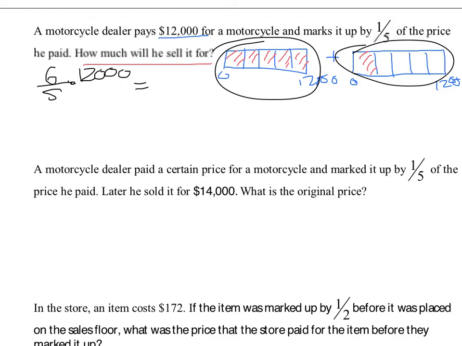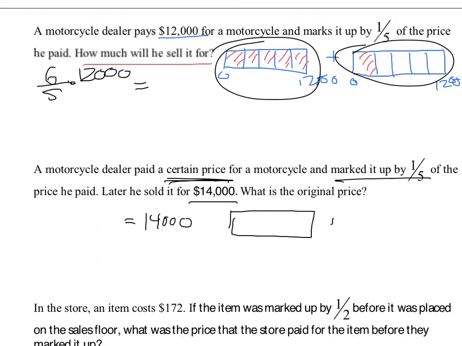So looking at this next problem, we have a motorcycle dealer that paid a certain price. And so I'm immediately looking at this and saying, he paid a certain price. That's chronologically the first thing that happened. And then he marks it up. So the original price here is what our unknown is, because we know what he sold it for. So this ends up being, we know he sold it for $14,000. So when I set up my diagram, I don't know what this original price was.